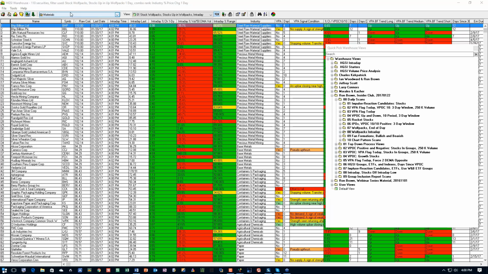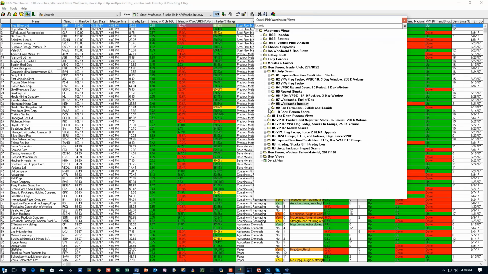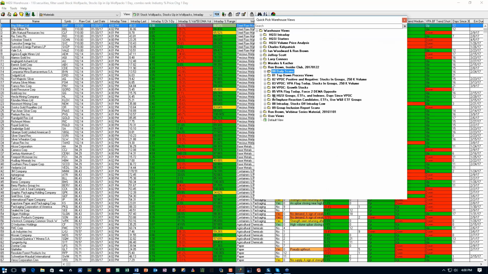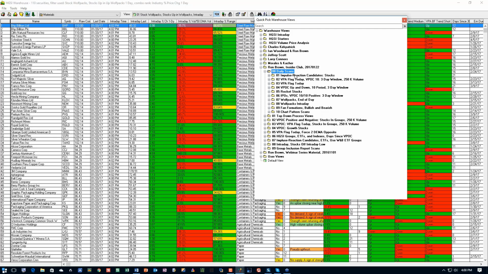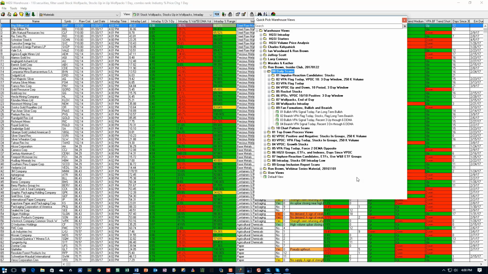Anyway, let's take a look at these materials, and let's get into some of these other views that I've put together here and see if anything comes up. I'm going to start with the daily scans. I have made a folder of what I call daily scans. There are many scans here. They all have a purpose, but I'm not going to cover all of them. I'm only going to cover the new ones right now. I'm going to go to these fan formations right now.